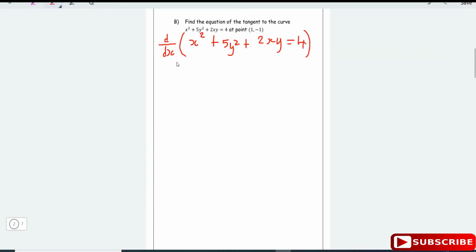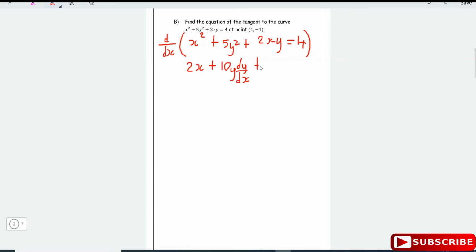So when you differentiate x squared, what you're going to be getting is 2x, plus, when you differentiate 5y squared, you carry down the power, you get 10y. When you differentiate y with respect to x, you always multiply by dy by dx. That's what we always do.